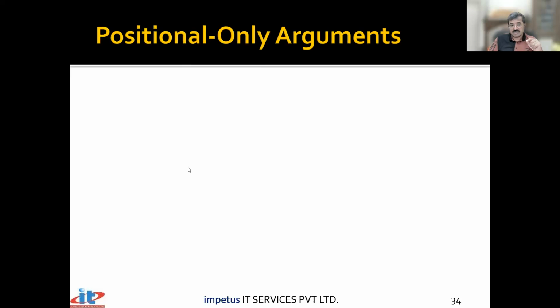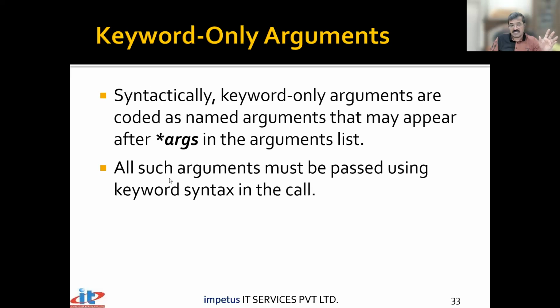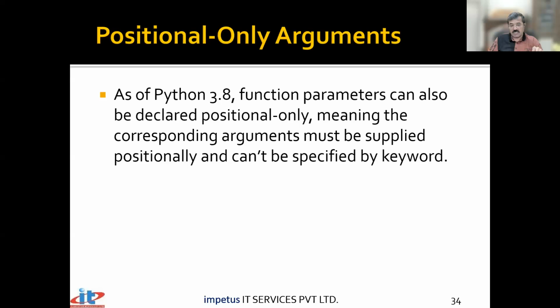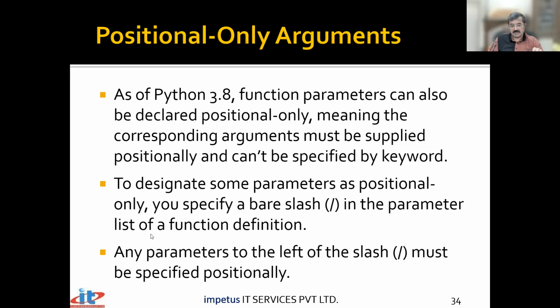Positional only arguments. So we have keyword only arguments, we have positional only arguments. In 3.8, function parameters can also be declared position only, meaning the corresponding arguments must be supplied positionally and can't be specified by keyword. So while these were keyword only arguments, we have positional only arguments. To designate some parameters as position only, you specify a bare slash in the parameter list of the function definition. Any parameter to the left of the slash must be specified only positionally.